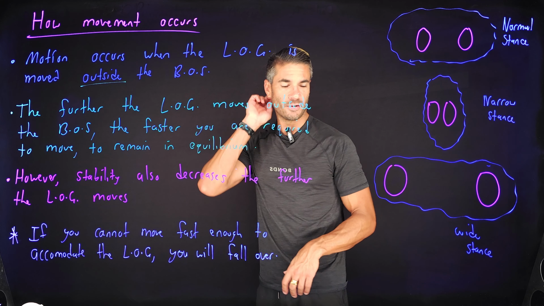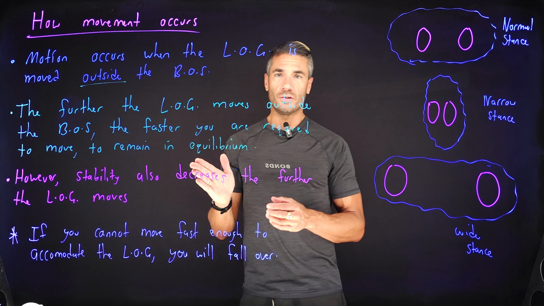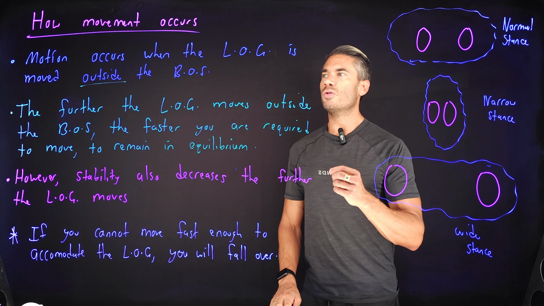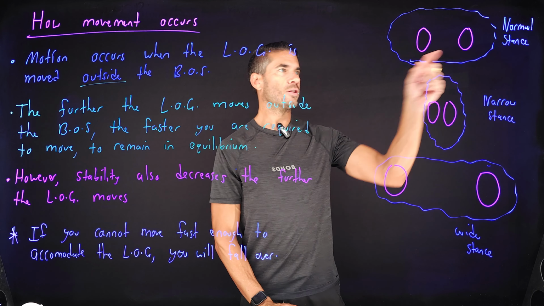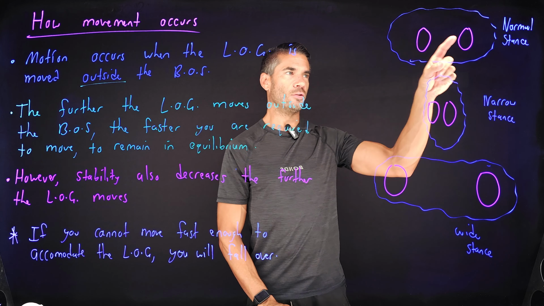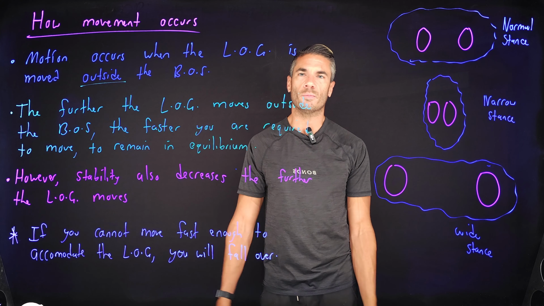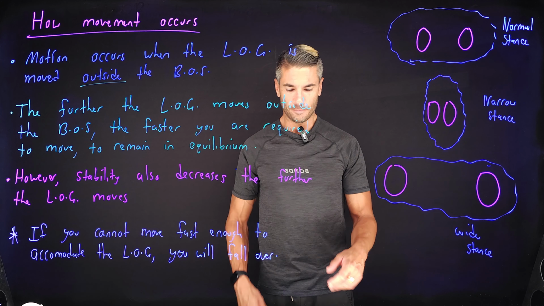How movement occurs, all right? So we're looking at concepts of balance and stability. Motion occurs, so motion is movement, when the line of gravity is moved outside of the base of support. So I've got three pictures here: normal stance, narrow stance, wide stance. Here is our normal stance, just the way I'm standing right now. The normal way that you would stand when you're walking around, okay?